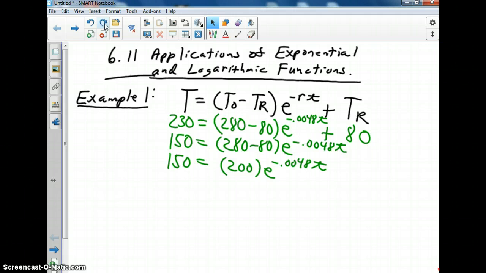Now, what's the next thing you're going to do to get the t by itself? Divide by 200. You guys are doing beautiful right now. You're saying everything correctly. That's exactly right. Divide by 200. So what's 150 divided by 200? Oh, yeah, but we're going to use decimals. 0.75 is correct. Very good. So you get this next.